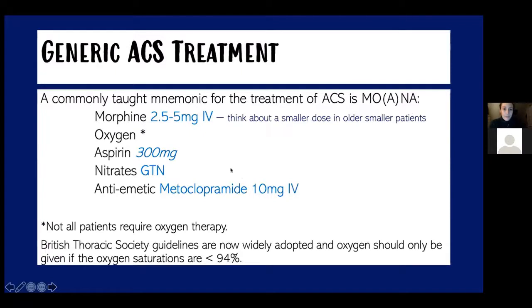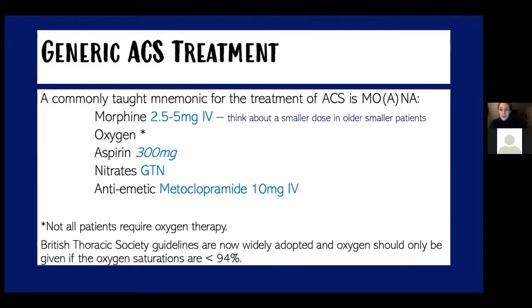Okay. So the generic ACS treatment, which I'm sure you've all heard of, is MONA. I've always remembered it as MOANA, adding in the extra A. I've included the doses, which are quite useful for when you're being quizzed on the wards, and that little bit of extra detail always sounds really good. So morphine, you want to give that IV. That's why you've got your IV access ready. You're going to give a starting dose of 2.5 to 5 milligrams.